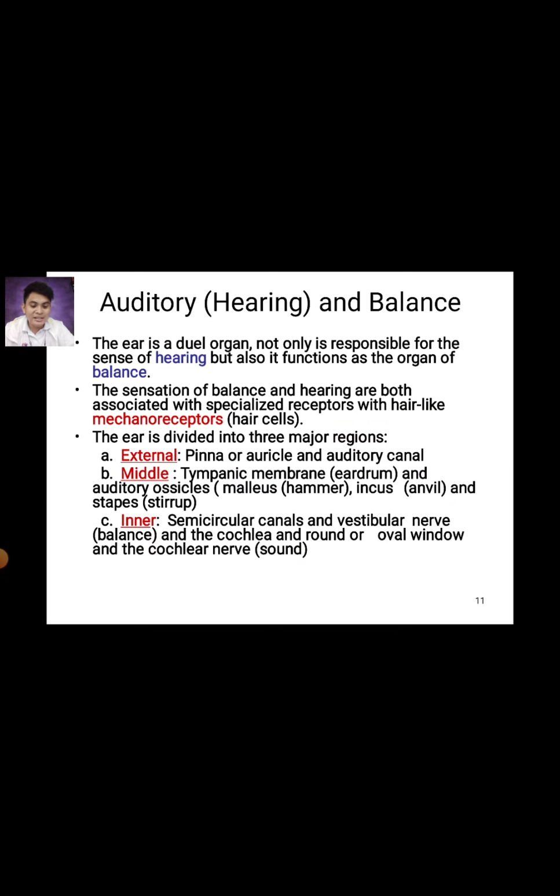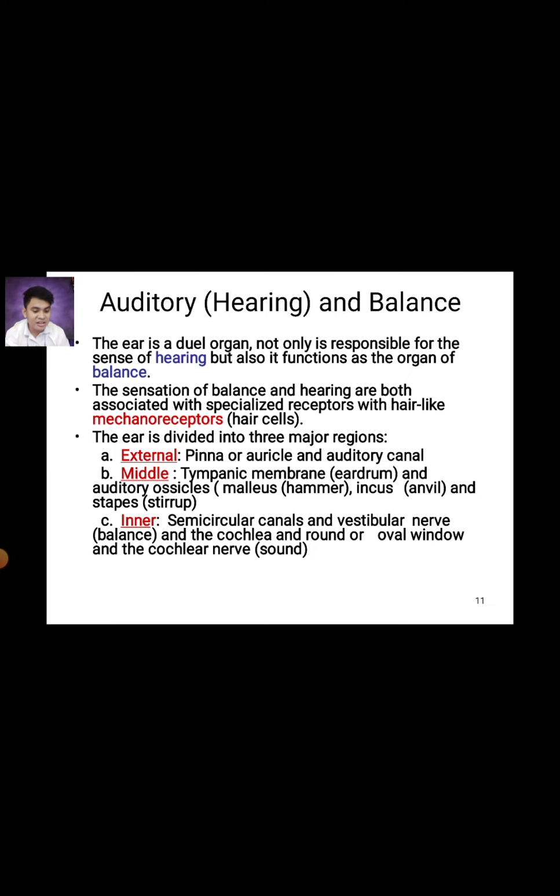Let's go naman sa ating auditory, which is hearing. At isama na rin po natin yung balance. The ear is a dual organ. Not only is it responsible for the sense of hearing, but it also functions as the organ of balance. The sensation of balance and hearing are both associated with specialized receptors with hair-like mechanoreceptors, like hair cells.